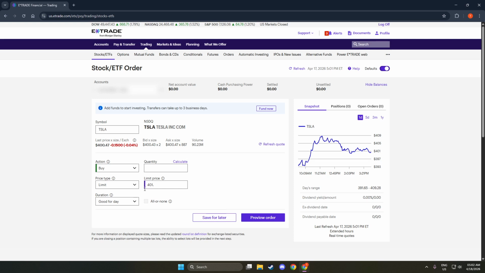Enter the quantity, which is how many shares you want. Be mindful of your buying power and the total cost. If you're buying, multiply the limit price by the number of shares to estimate your order value.